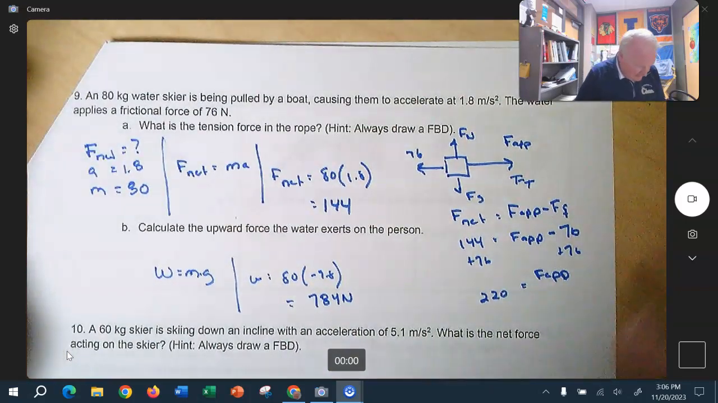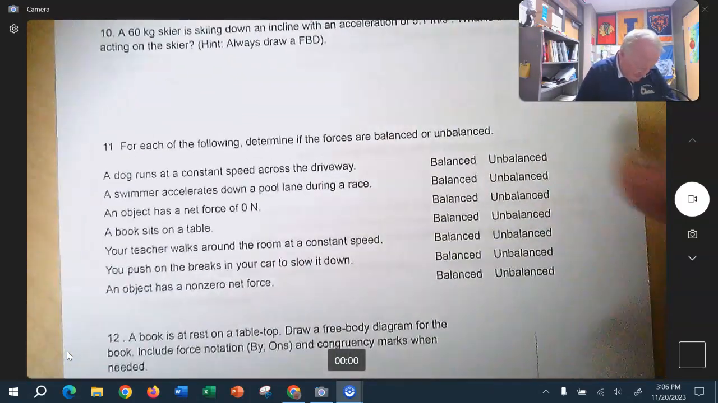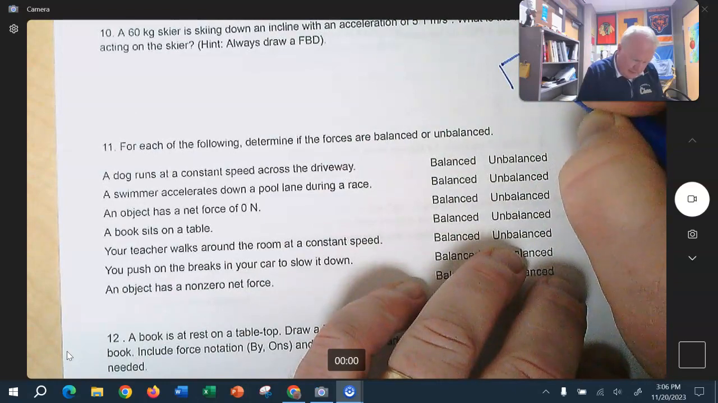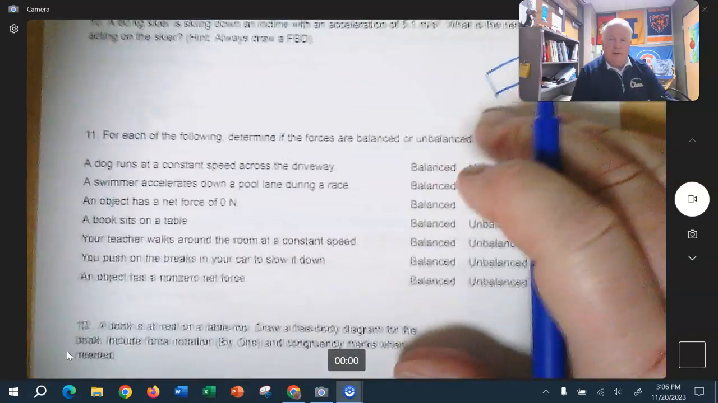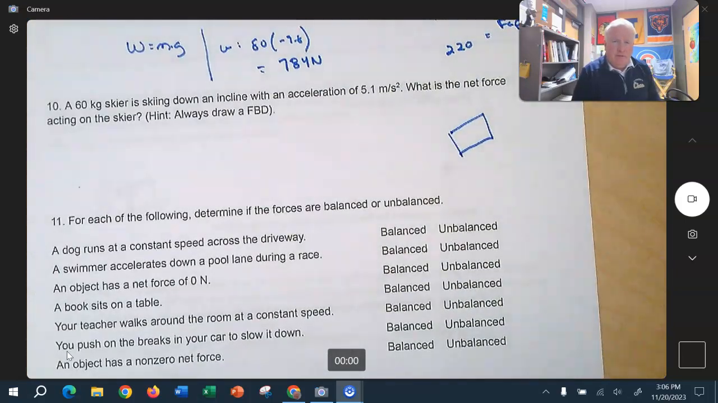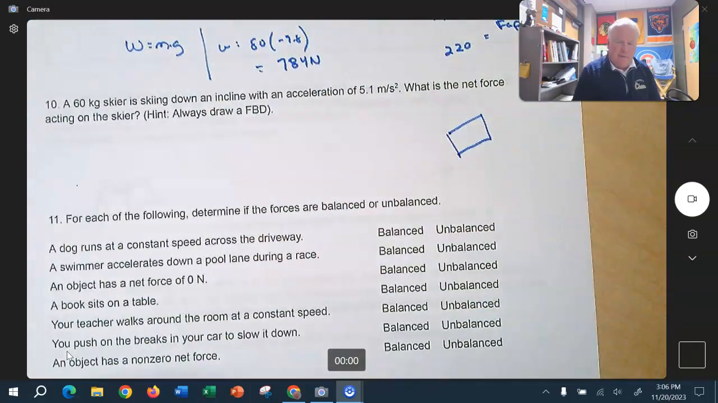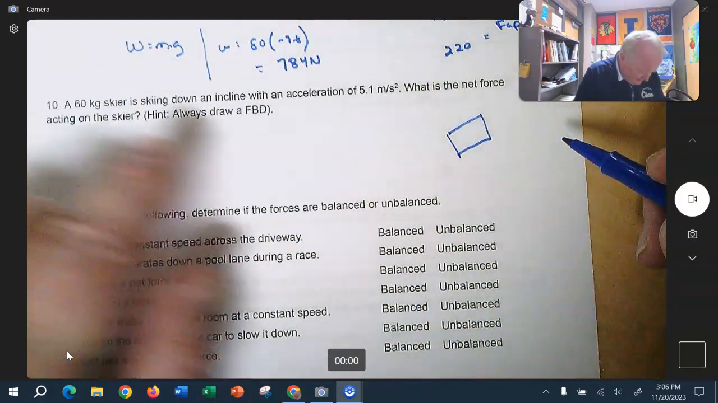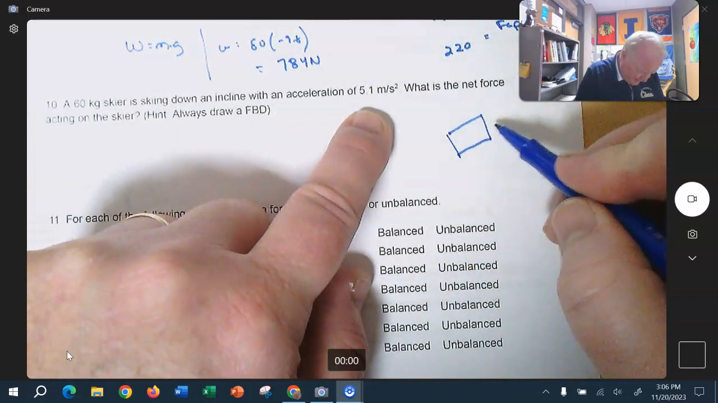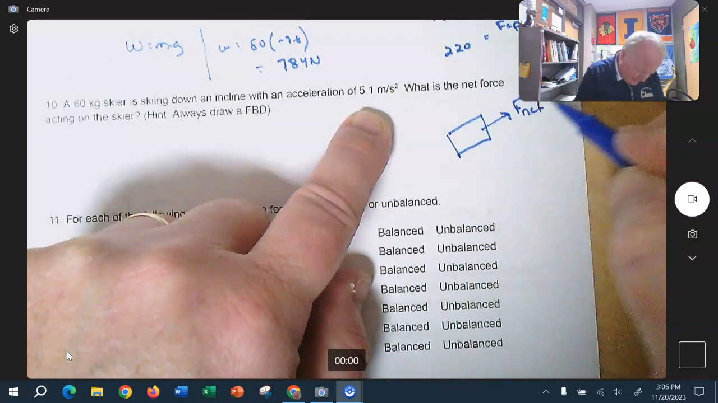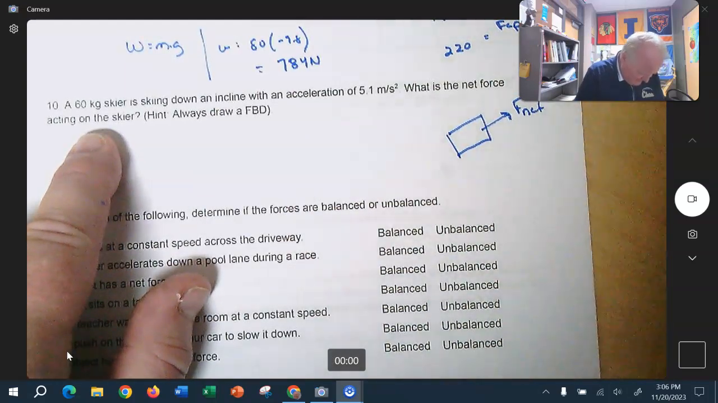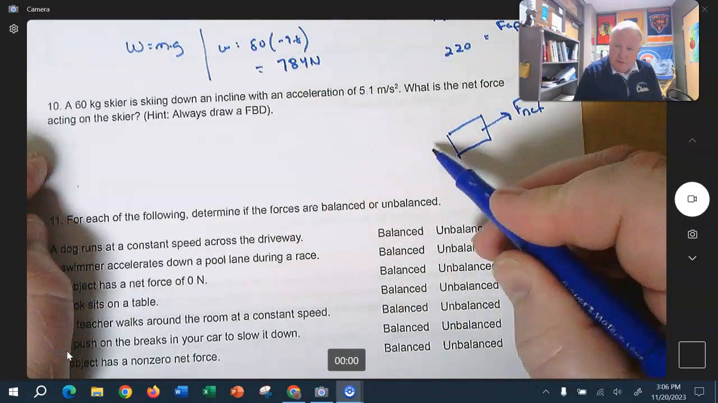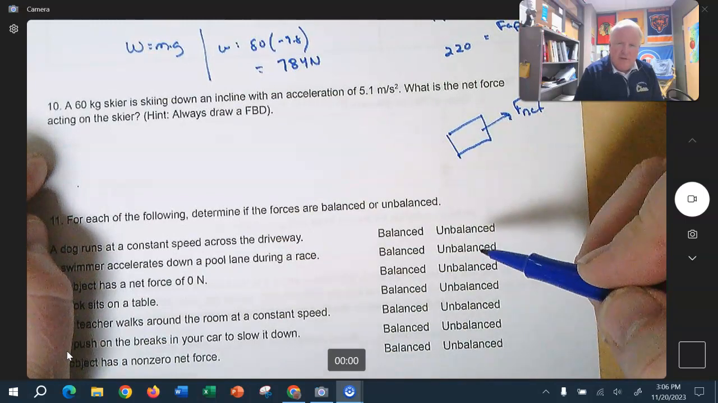Okay, that's question 9. Question 10. They're talking about an inclined plane, and the reality is that inclines in this unit do nothing different. We just have to realize that we're just tipping things forward. They're going to give us a 60 kilogram skier on an incline with an acceleration of 5.1. What's the net force? They want to know the net force. We don't care how much the tension is. We don't care how much the friction force is. They're just asking us for the net force.